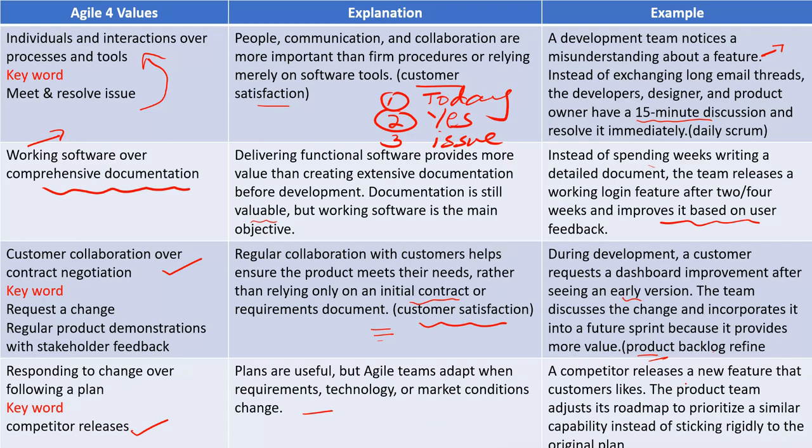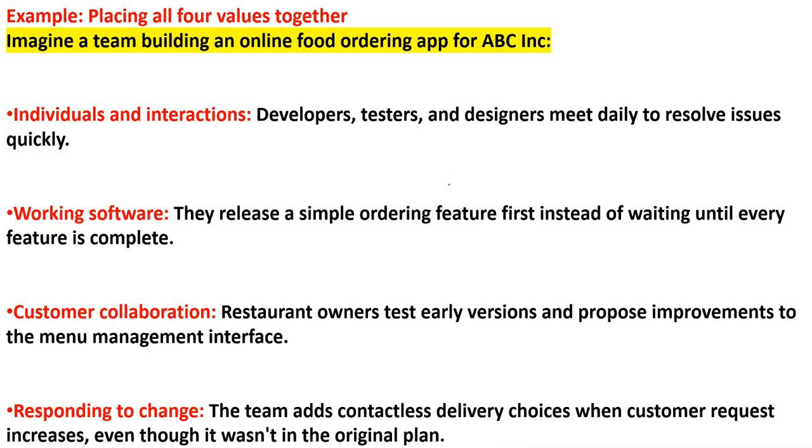Here is a simple example. Suppose a competitor releases a new feature that customers like. So, definitely, if the competitor releases the product, he will take the market share. The product team adjusts its roadmap to prioritize a similar capability. I mean, they should not always stick to whatever the plan was. They have to change their plan according to the situation in order to compete in the market. So I hope the four agile values are clear.